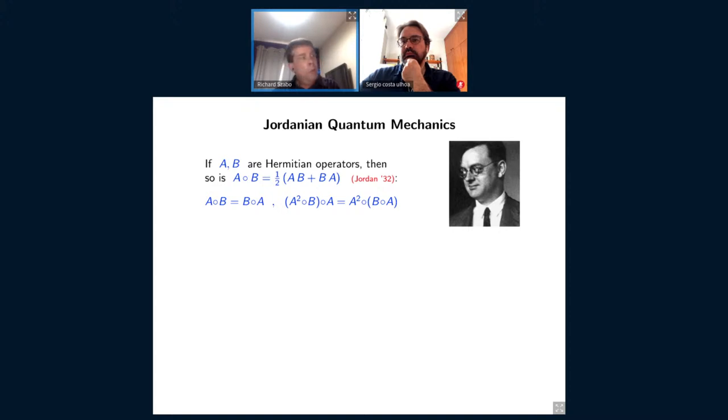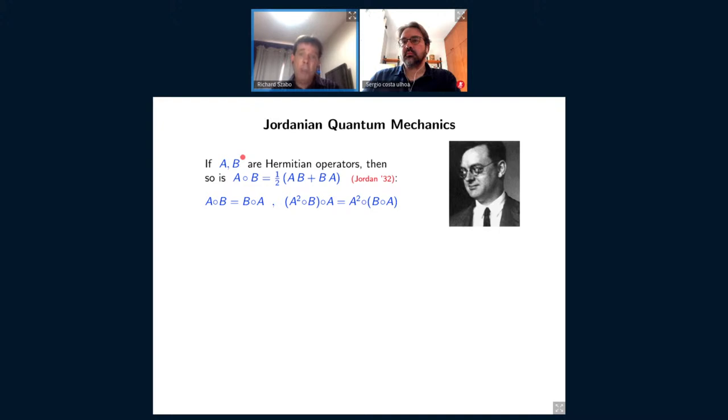Now, what Jordan was interested in doing is trying to give an algebraic construction of observables in quantum mechanics. We know what observables are in quantum mechanics: we think of them as Hermitian operators, things that have real eigenvalues. The subtle thing about Hermitian operators is that they don't close to an algebra in any obvious way. If you have a pair of Hermitian operators, then in general the product of those operators is not Hermitian, unless the two operators commute with each other.